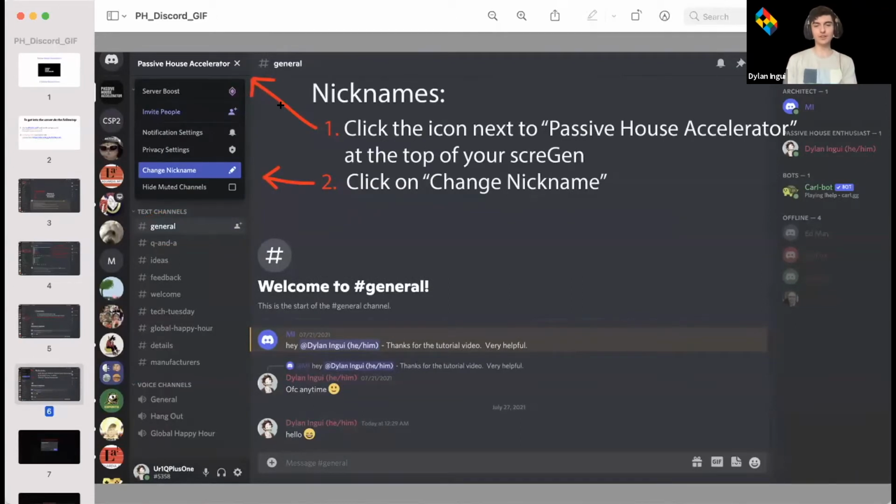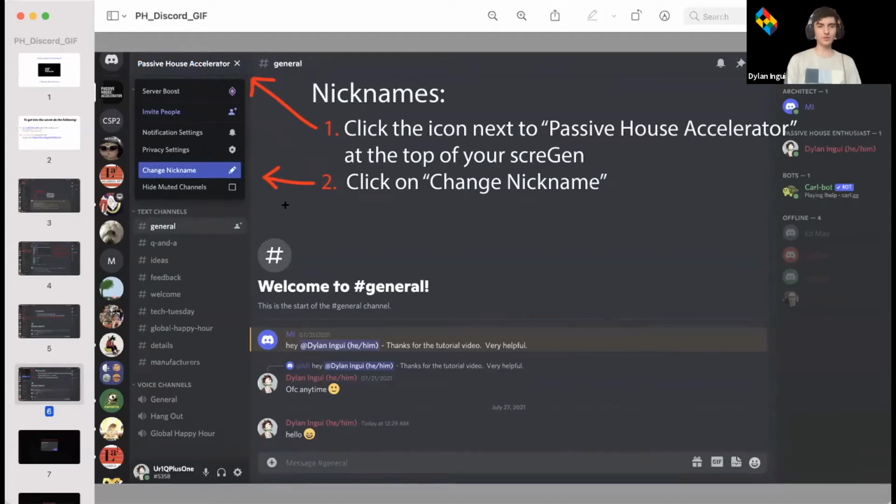So you're probably going to make a really weird username, because you don't want your username given to Discord or to any random application that you just downloaded because some 17-year-old child told you to. So what you're going to do is click right there where the first arrow goes up here, right next to where it says Passive House Accelerator, and then hit change nickname.